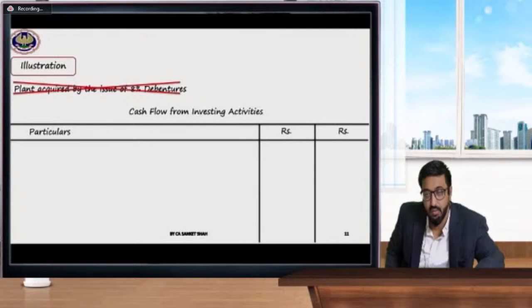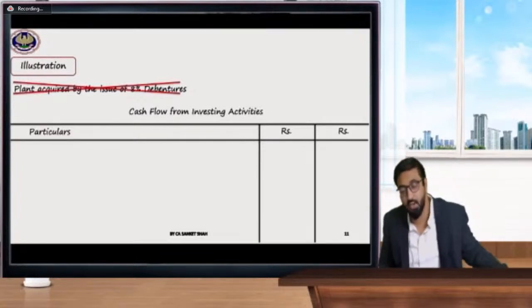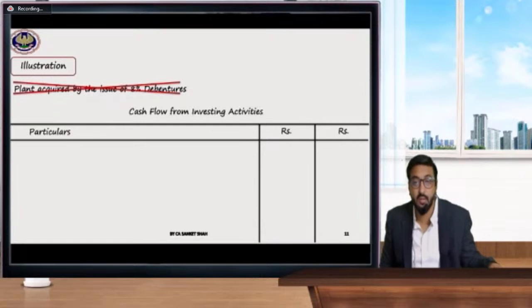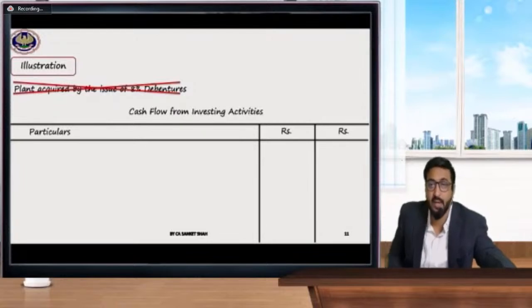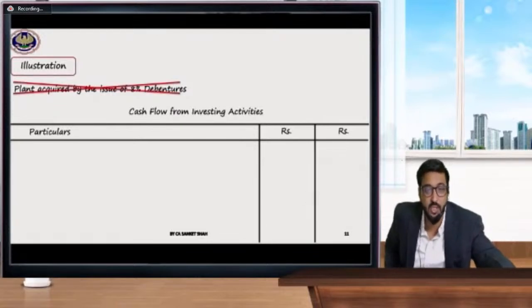Write down. So all these three activities के लिए एक page छोड़ दो, one page, you can copy it afterward, and then you can write this illustration. Write down: find out cash flow from operating activity. What you have to write? Find out cash flow from operating activity and write down this example, plant acquired by way of issue of 8% debentures, and in bracket, लिखो no cash inflow or outflow.